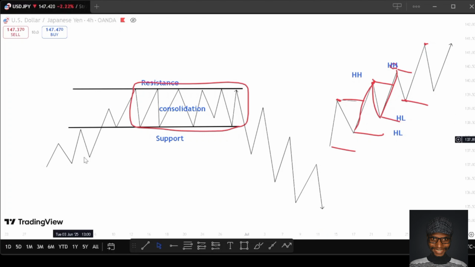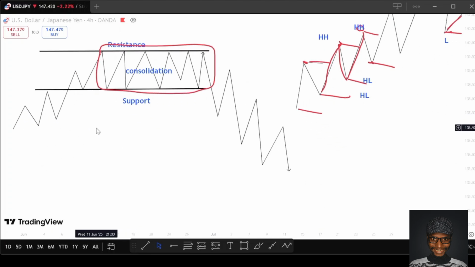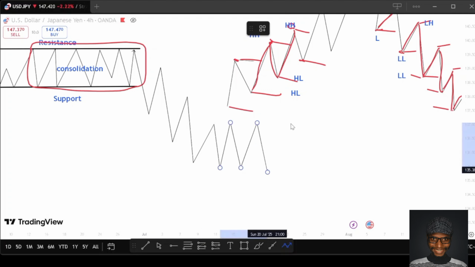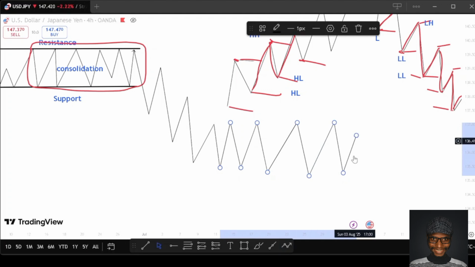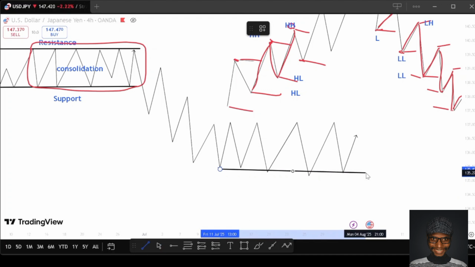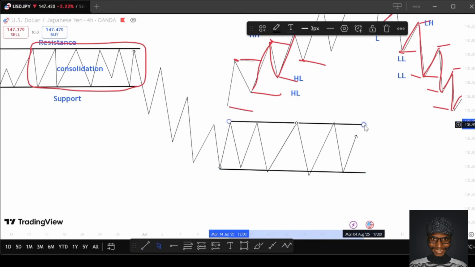You see, that is how price and the market is made. Maybe there is not much demand or supply. What will happen next? Price starts consolidating again. This means what? It is stuck between support and resistance.